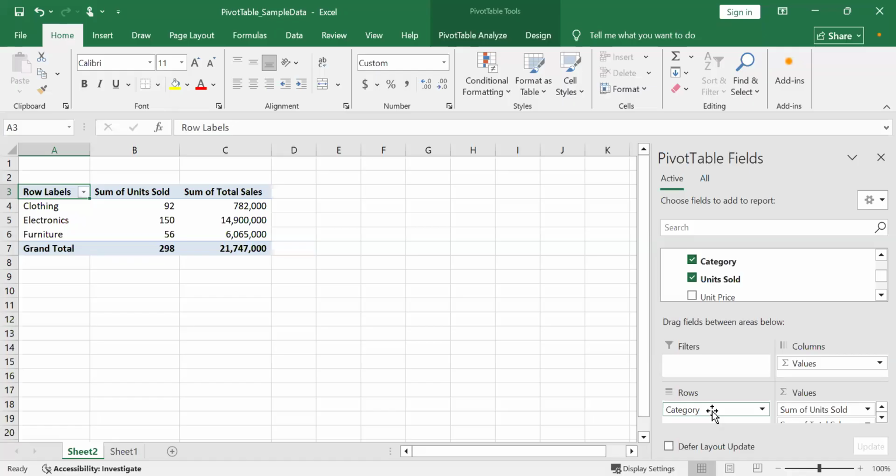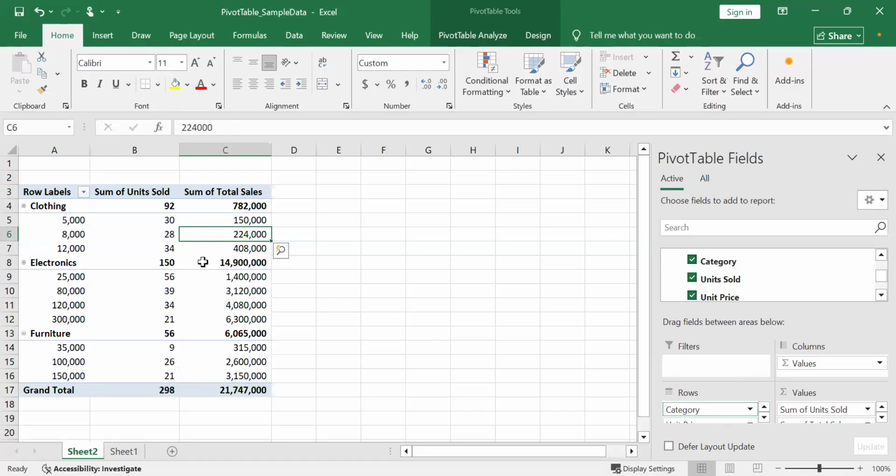Because if you look at it, clothing has more volume than furniture, but see what it has brought, 782,000. And furniture has brought 6 million, which is telling me that this is nearly half of this, but it's bringing more value than this. So off the top of my head, I can assume what the unit price is. What I just did is drag the unit price underneath the category so we can see the various prices of clothing.